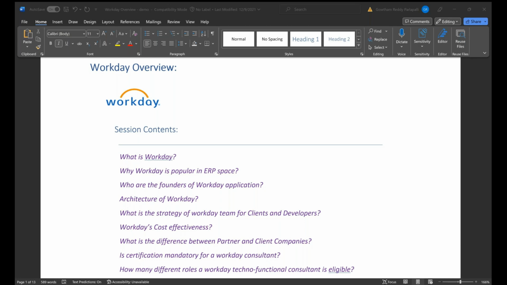And one more thing, are we going to learn the full implementation life cycle? Is it involved in the functional area? Yes, the complete step-by-step process of implementing a module from scratch.